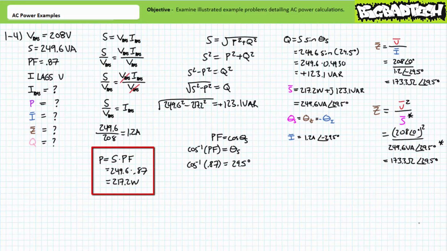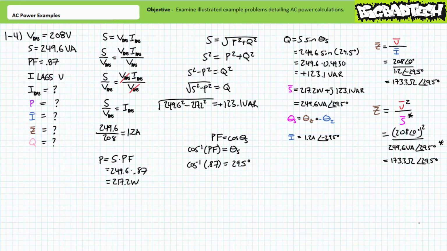Given power factor is the ratio of real over apparent power magnitude, we can rearrange this equation to solve for real power, where real power is apparent power magnitude times power factor. Substituting in our given values, we find real power to be roughly 217.2 watts. Where to now? Honestly, we're kind of dead in the water if we don't use angles. However, we're open to all types of further exploration if we employ complex numbers.